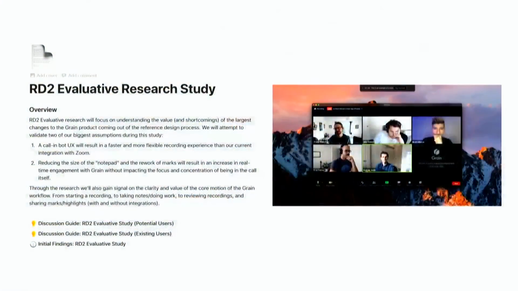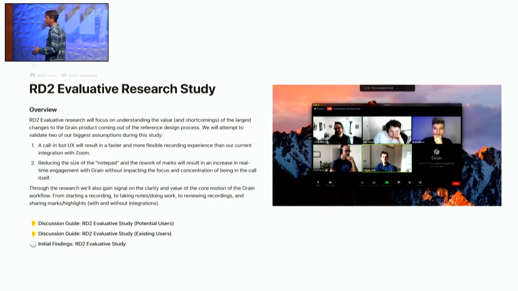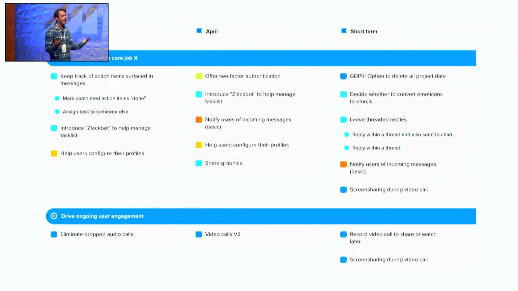And so you evaluative test it. You take those artifacts, you take the reference design screens, and you put them in front of customers, and you ask questions, and you do a design research exercise, and you find out, is it warm? People like this. Is it good enough? If it's not, go back to the drawing board. If so, you finish the process by publishing it into the roadmap.